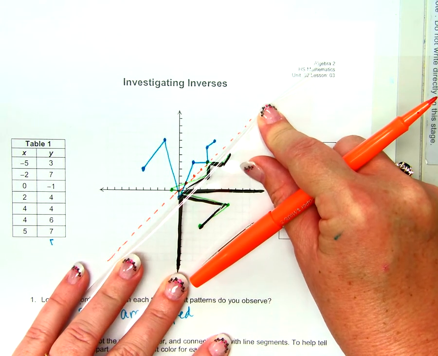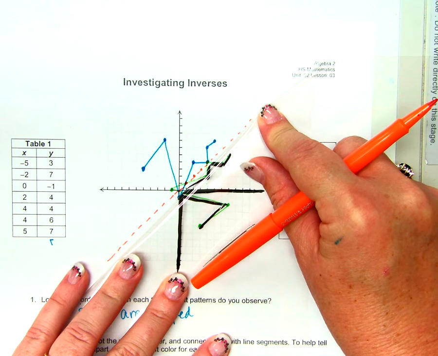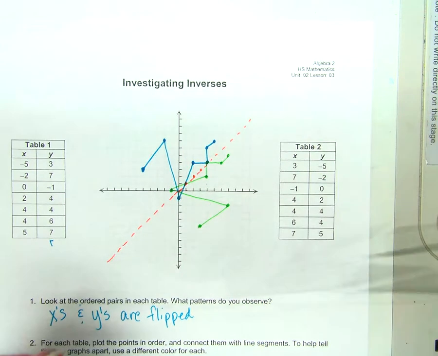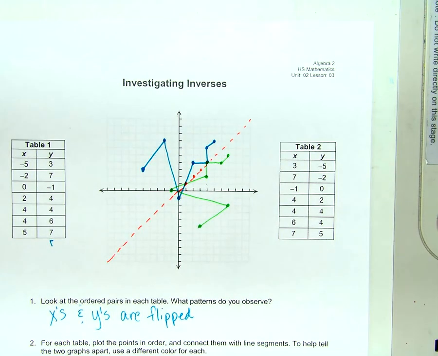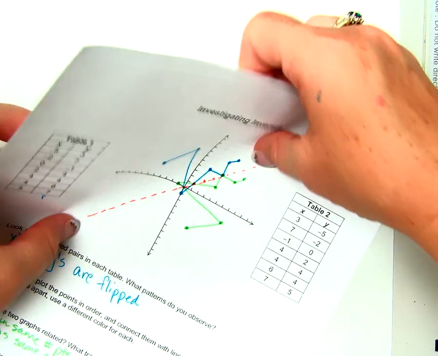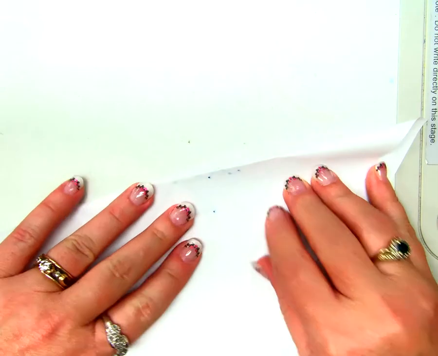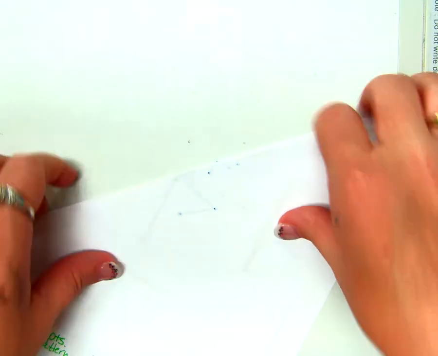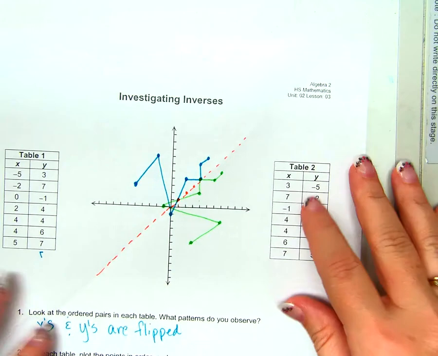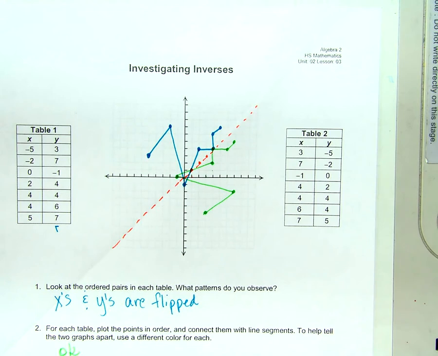Oh my gosh. It's right on top of it. How can you tell if yours does? Look, fold your paper right along the line y equals x. Your axes should be on top of each other. And then hold it up to the light. How many graphs can you see? How many graphs should you be able to see? Just one, because they should be right on top of each other.